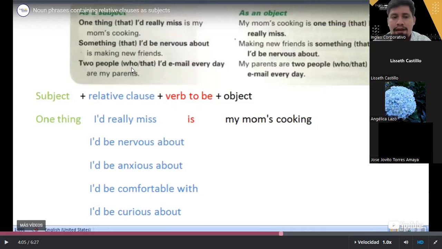¿Sí? Just take a look at the first example there. It says, "One thing, okay, that I really miss is my mom's cooking." Okay? "One thing I miss is my mom's cooking." So we can use something like that in order to express that in this case, we're missing something. Okay, but we are really missing something. And what are we missing? So, mom's cooking.